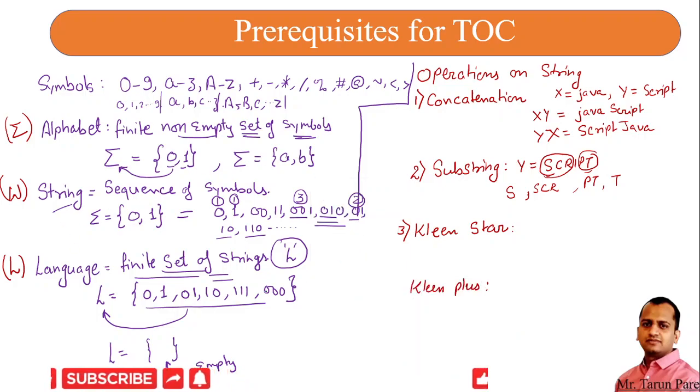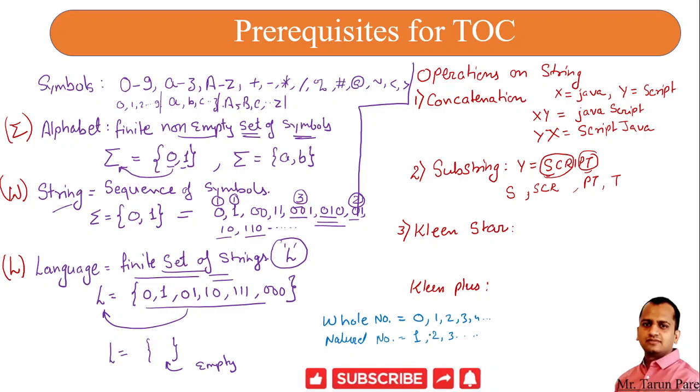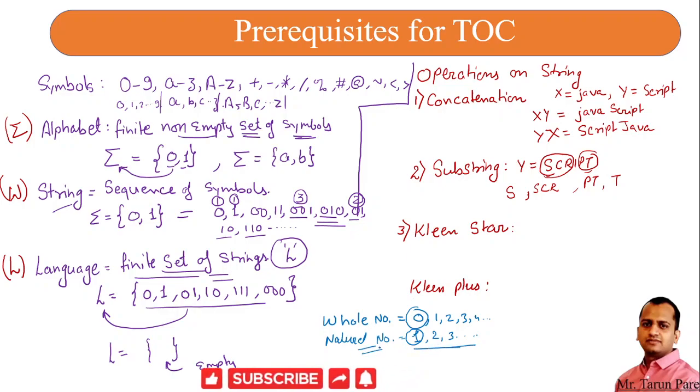See, whole number starts with 0 and continues with 1, 2, 3, 4 like this. And what about natural number? Natural number starts with 1, 2, 3 like this. So the difference is that whole number starts with 0 but natural number starts with 1. So the absence of 0 gives the natural numbers. The similar case is with Kleene star and Kleene plus.